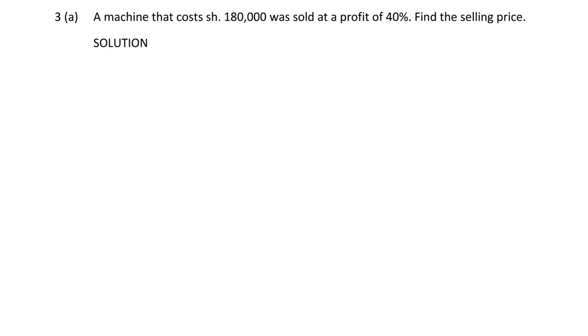Question number 3, part A. A machine that cost shillings 180,000 was sold at a profit of 40%. We are supposed to find the selling price. Okay, so first we are going to let Y be the selling price. Then let us recall the formula to find a percentage profit, which says percentage profit equals selling price minus buying price over buying price times 100. Okay, so we've been given the buying price equals 180,000 and the percentage profit is 40%. So let us now substitute these values into our equation.